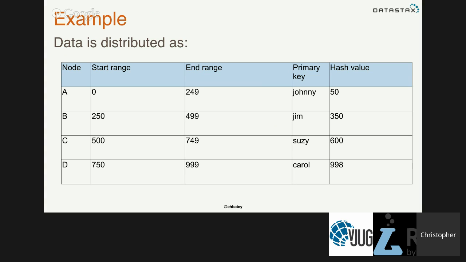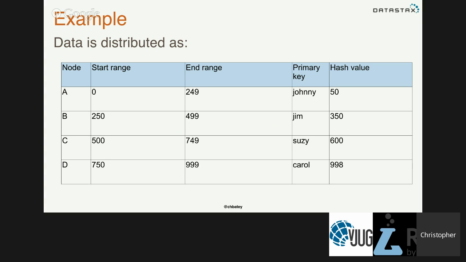And you can imagine how a Cassandra node or your Cassandra driver can work out this table in its head. You can see that because Johnny hashed to 50, we know that we need to go to node A to actually get the data. It means it doesn't really matter which node you go to, and it's deterministic.